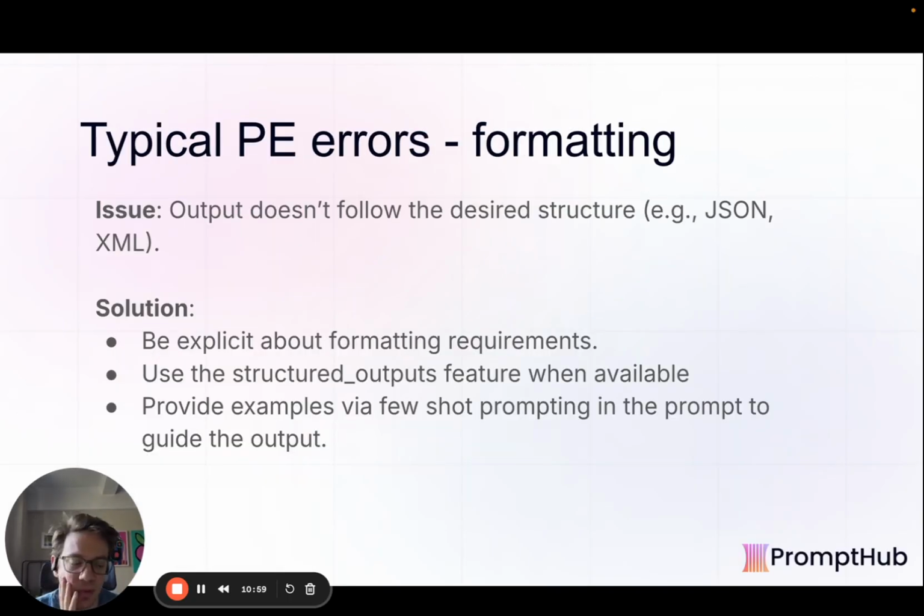And then some typical prompt engineering errors you're going to run into. Output structure not being the correct shape. Solutions to think on there are: be explicit about the formatting requirements, use structured outputs when you can. And then if that's not helping, providing examples via few shot prompting could be quite helpful in terms of showing the model versus telling the model what to do.